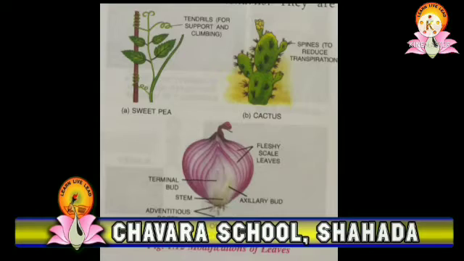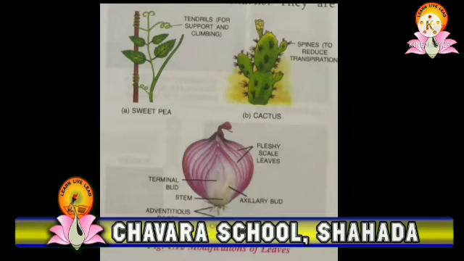The second type of modification is spines. Leaves are modified into spines to reduce the water loss. The example for spines can be cactus. In prickly poppy, leaves bear spines on the margin. So prickly poppy can also be considered as one example for spines.